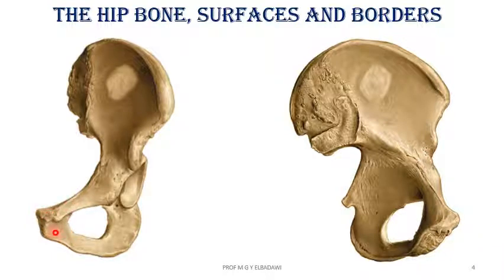The body of the pubis has a medial surface, or symphysial surface, and an upper border, which we call the pubic crest. Lateral to it, this is the pubic tubercle. It has a femoral surface on the outer side, and on the inner side will be the pelvic surface.